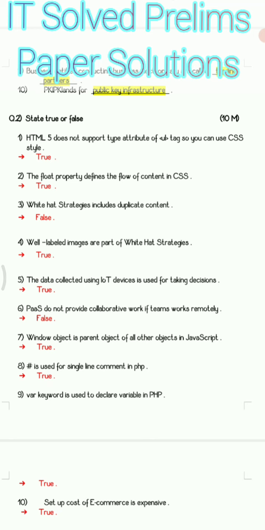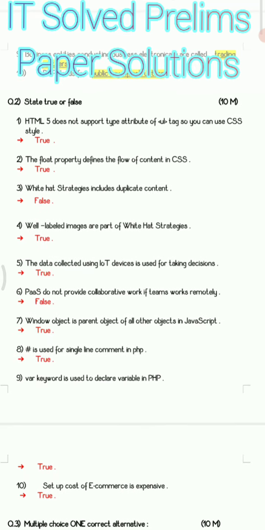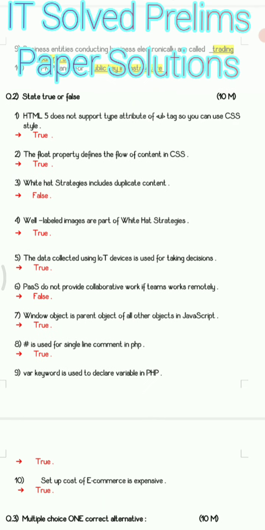PaaS does not provide collaborative work if the teams work remotely. So this is false. The window object is the parent object of all other objects in JavaScript. So this is true. Hashtag is used for a single line comment in PHP. So this is correct. The statement is true. Next, the var keyword is used to declare a variable in PHP. So this is also true.